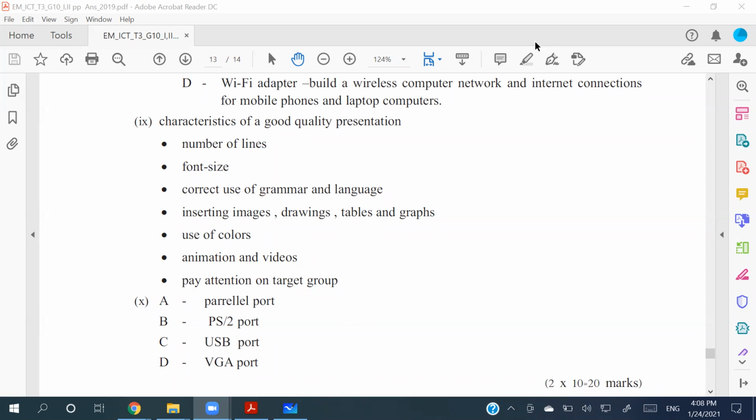Sometimes I'll show you the marking scheme. Sometimes they said if they have written anything extra, don't give any marks.